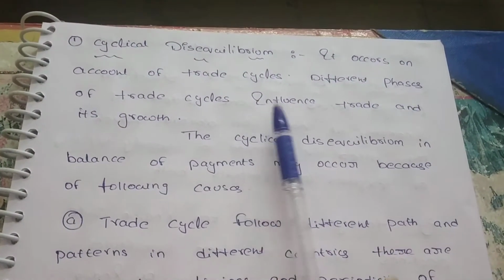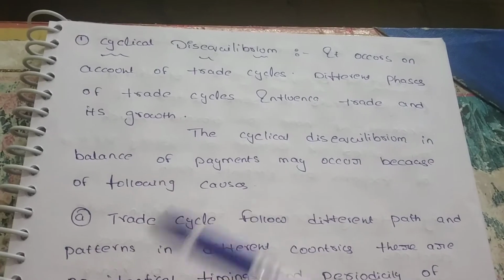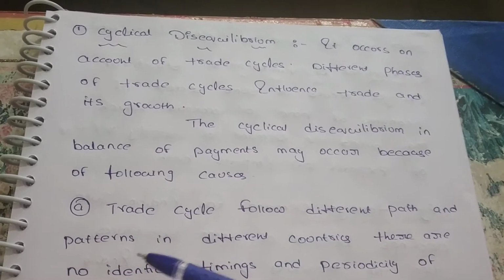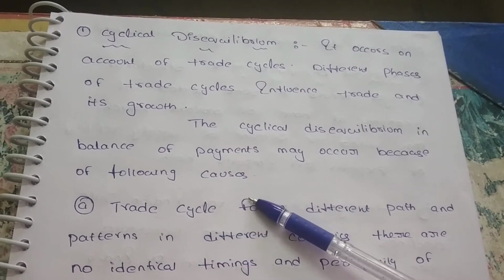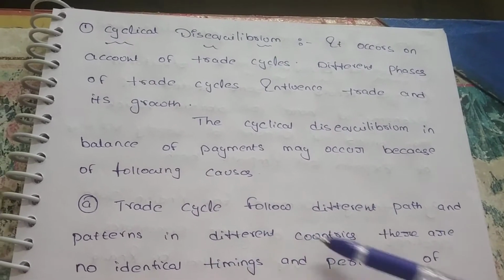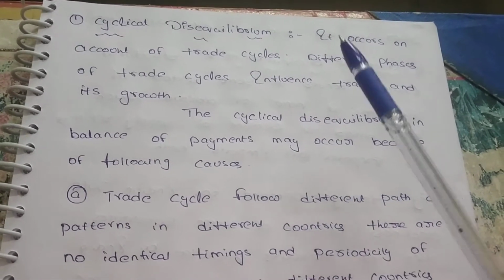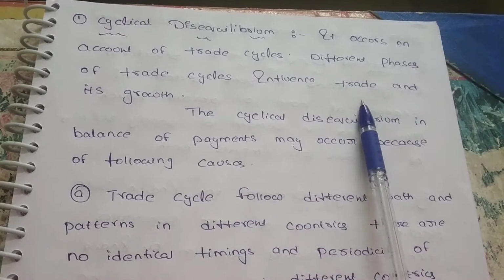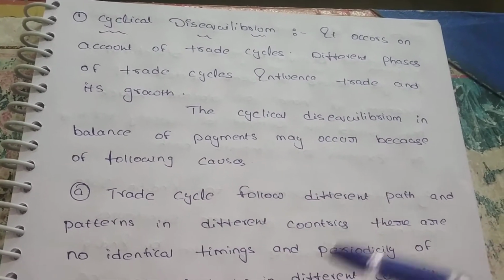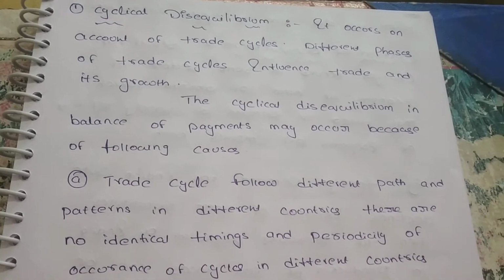It occurs on account of trade cycles. Trade cycle means first the starting stage, next the growth stage, next the maturity stage, next the decline stage. Every country faces all the phases. Different phases of the trade cycle influence trade and its growth.